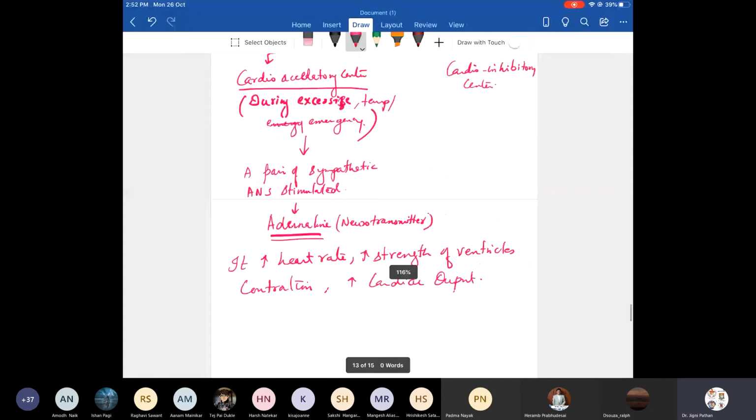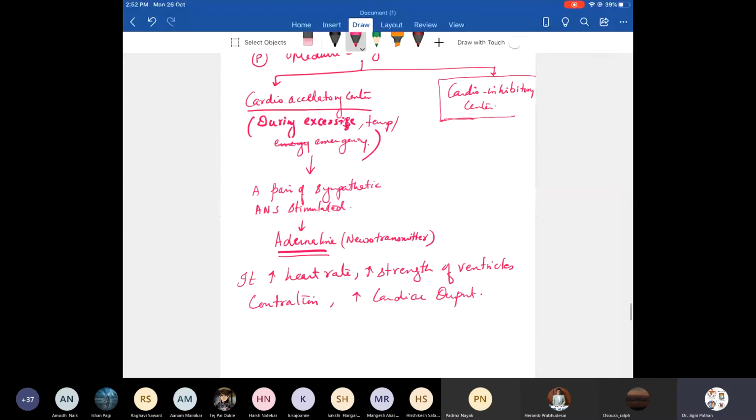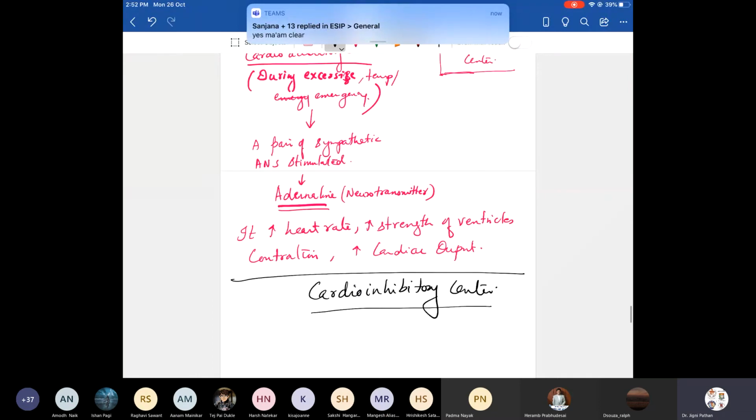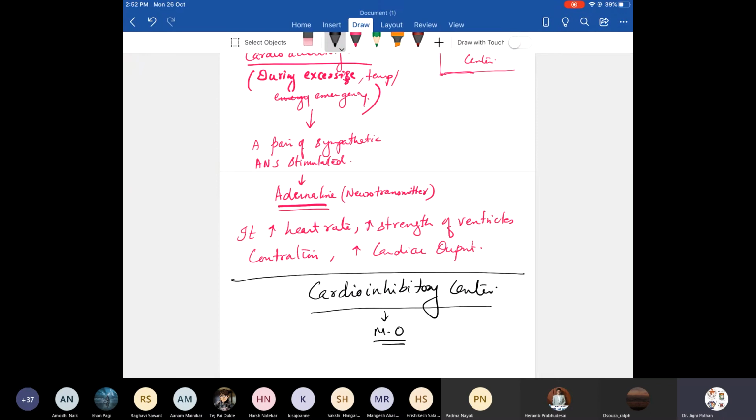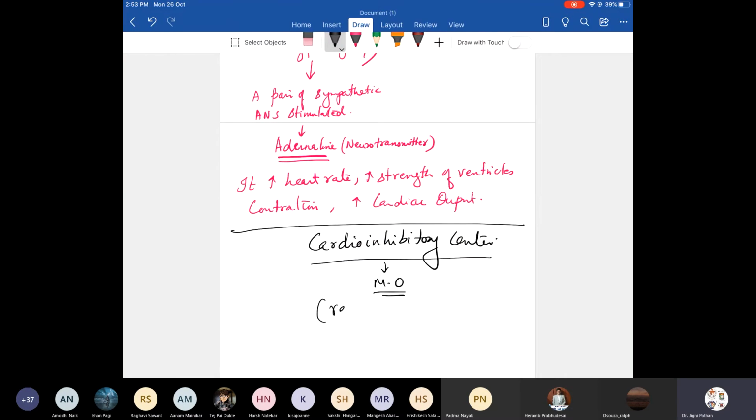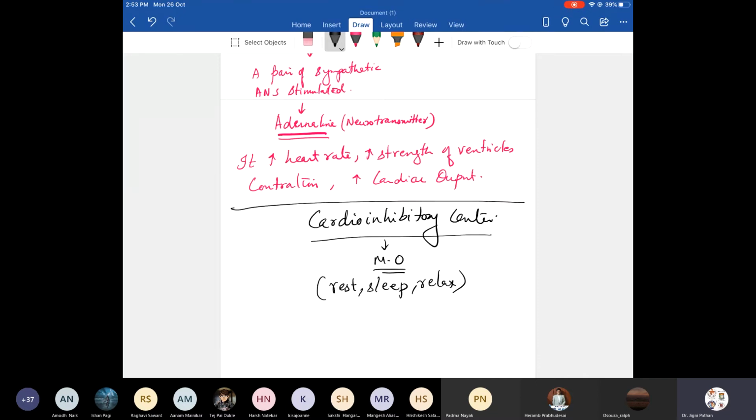Okay. Next, we have to discuss the cardiac inhibitory center. Where is this cardiac inhibitory center present? It is present in the medulla oblongata itself. Baba, respond. Is it clear? Are you all there? Okay. So the cardio-inhibitory center is present in the medulla oblongata itself. But when does this work? This works when you're resting, or asleep, or relaxed. The heartbeat is not faster, right? It goes very slow. So that is when the cardio-inhibitory center acts. That happens by the parasympathetic, not sympathetic.